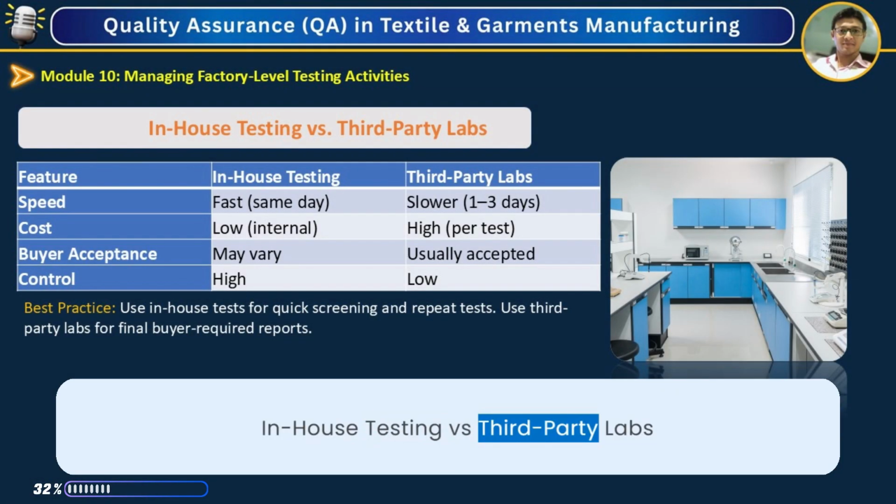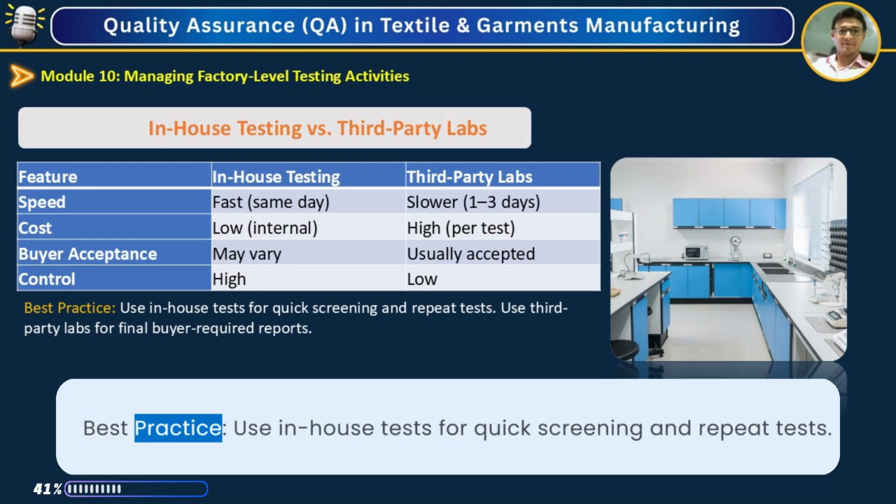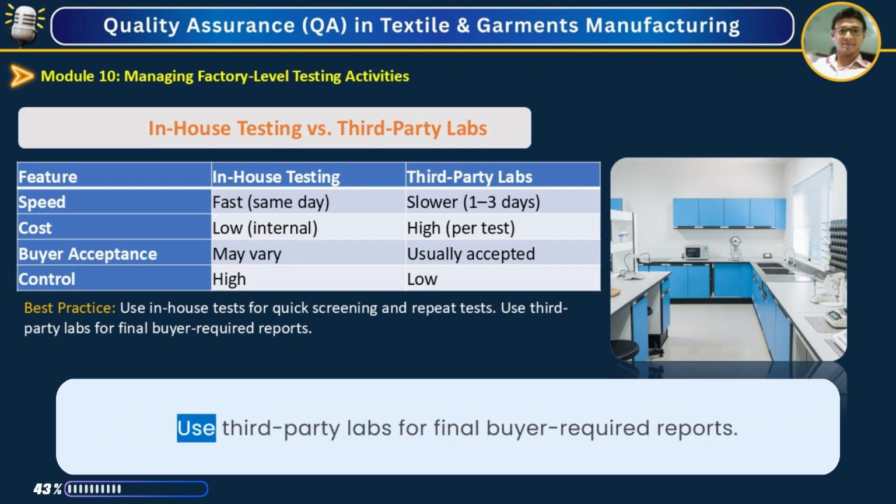In-house testing versus third-party labs. Feature: in-house testing, third-party labs. Speed: fast, same day, versus slower, 1 to 3 days. Cost: low, internal, versus high per test. Buyer acceptance may vary, versus usually accepted. Control: high, versus low. Best practice: use in-house tests for quick screening and repeat tests. Use third-party labs for final buyer-required reports.